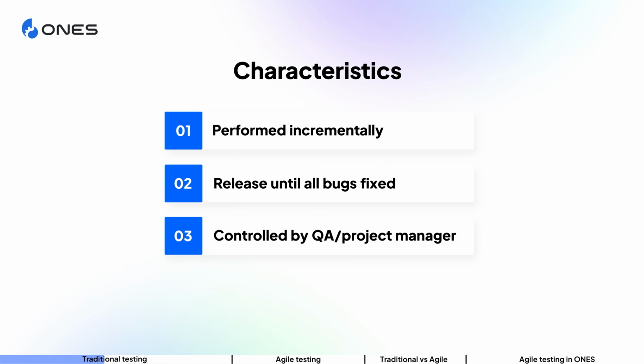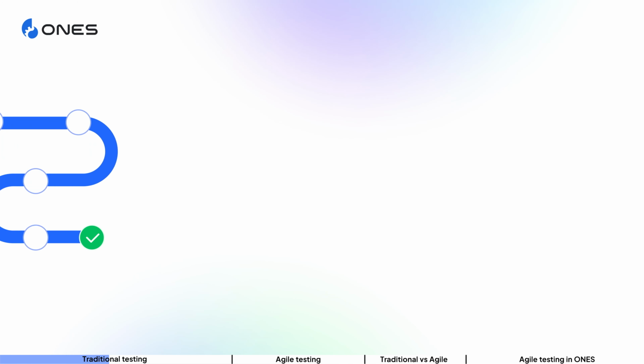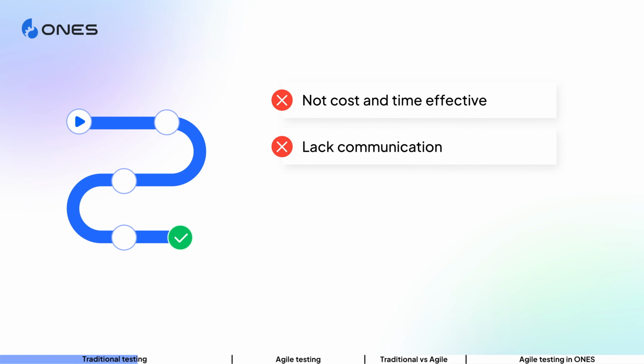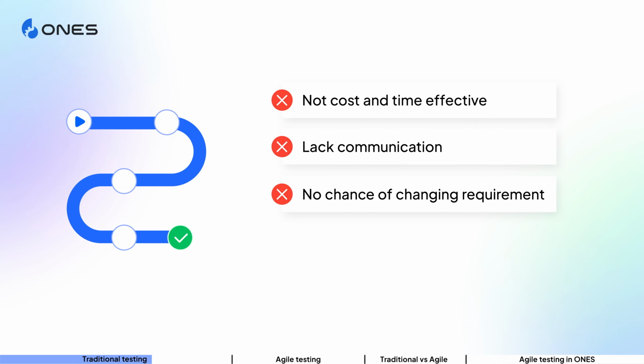The process appears to be clear and predictable, but this can lead to problems. The process is not cost and time effective, as defects are discovered and fixed at the end of development. There's a lack of communication between the software development and QA teams, which affects the effectiveness of testing. The complete set of requirements must be communicated at the outset, with no chance of change once development has begun. And finally, relying heavily on documentation.